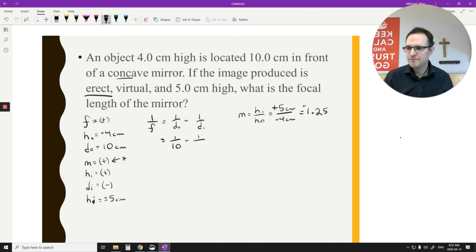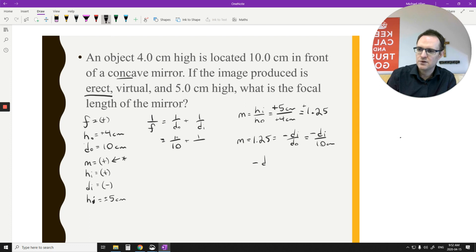Nice positive number. Okay. Now we're going to use that 1.25 with the negative DI over DO formula. And we know the DO part, so put in 10 centimeters there. We're going to rearrange this for DI. So I'm going to times the 10 up to the other side, and then move the negative over. Okay, so that's good. DI ended up being negative. So this is virtual. So that confirmed one thing they told us already. They tell us that the DI is negative, so that's good.